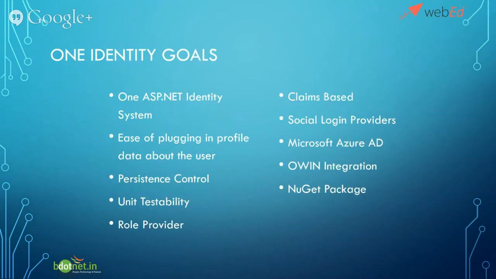So some of the goals for One Identity was one ASP.NET Identity system, meaning I can use it now with Web API, which is another interesting feature available as part of MVC 4 and above. If you are developing in ASP.NET, then you have a Web API service available. So now both your normal MVC routes and Web API routes can be authenticated, or you can put the security on them and use only one identity system. That's the one ASP.NET identity system.